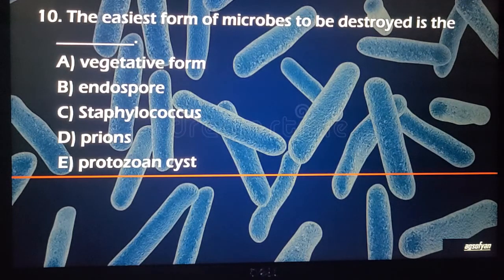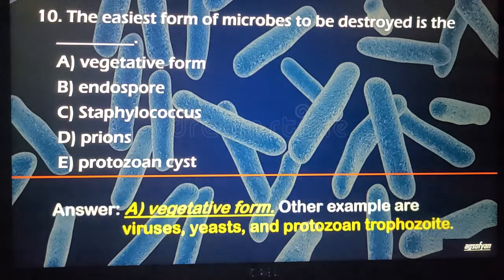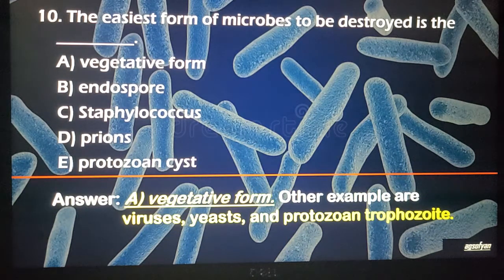Number 10. The easiest form of microbe to be destroyed is the A. Vegetative form, B. Endospore, C. Staphylococcus, D. Prions, or E. Protozoan cyst. Choose your answer. Yes, the answer should be A. Vegetative form of bacteria. So they are easy to be controlled or destroyed. Endospores is the most difficult one. Prions also the most difficult one. Staphylococcus and protozoan cyst, they are intermediate resistance.